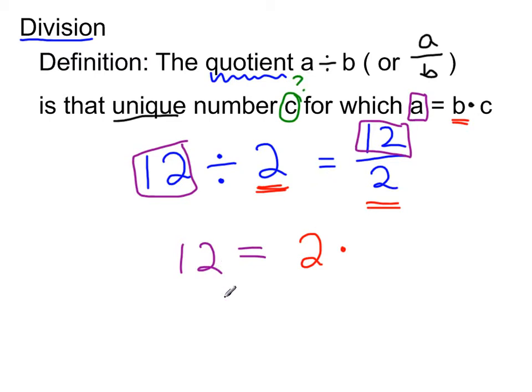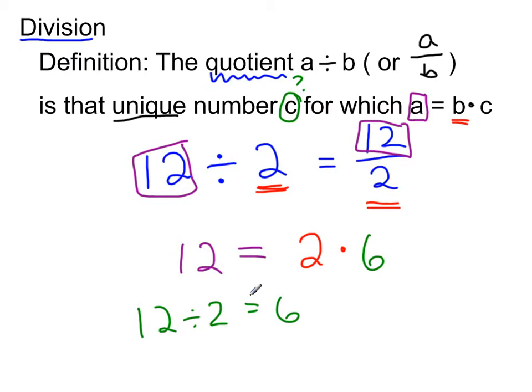So now you think, and you're probably screaming at the screen, and you're saying 6, because 2 times 6 is 12. So 6 is the result of division. So 12 divided by 2 is 6, because 6 times 2 is 12. Probably the most long-winded definition you've ever heard for division.